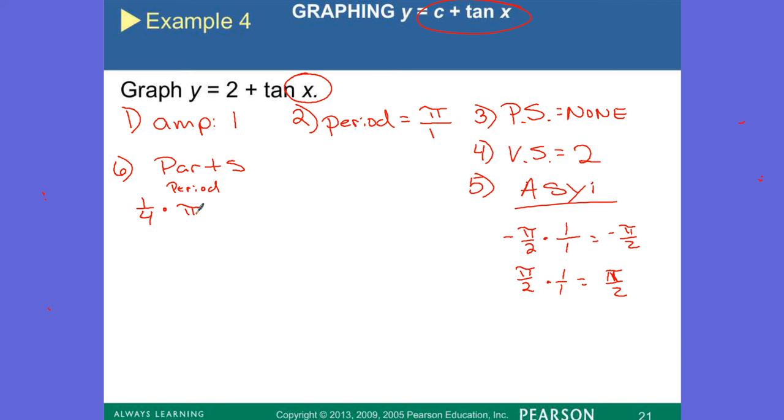Now, I'm going to change up this one right here. This one's going to be plus. It's not the vertical shift, because vertical just moves up and down. This is actually affecting my left and right. So it's plus my start. What do we start at? You start at your first asymptote. Where is my first asymptote? Negative pi over 2. So this gives me my first asymptote, also known as my start.